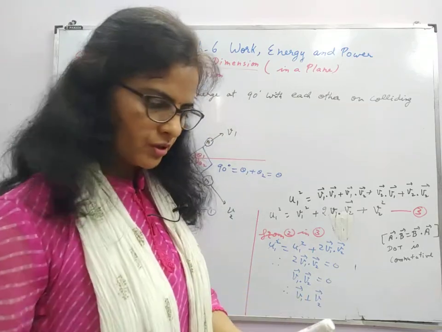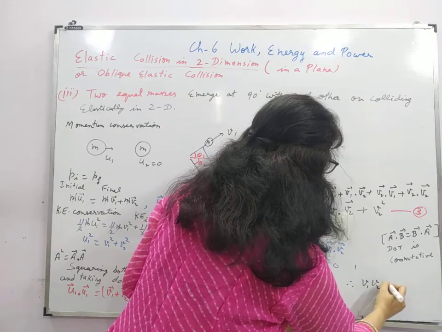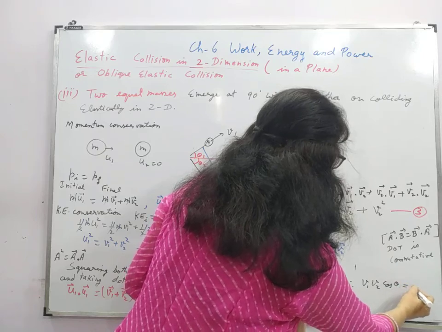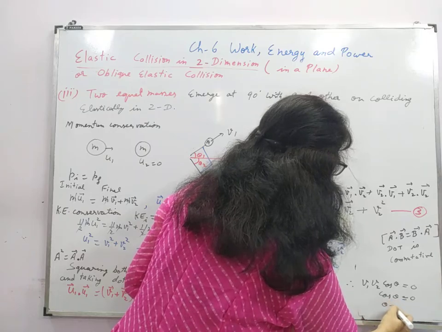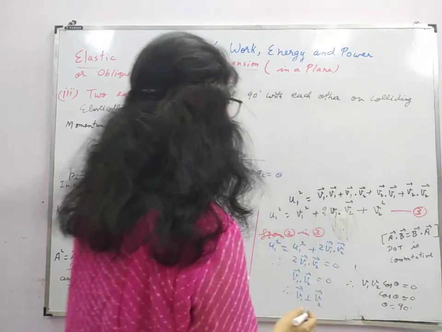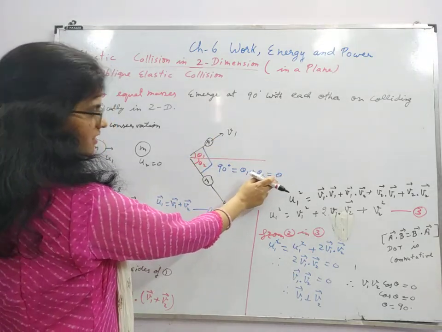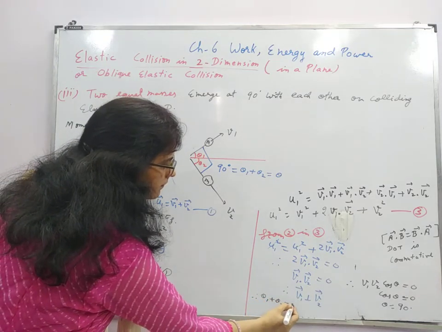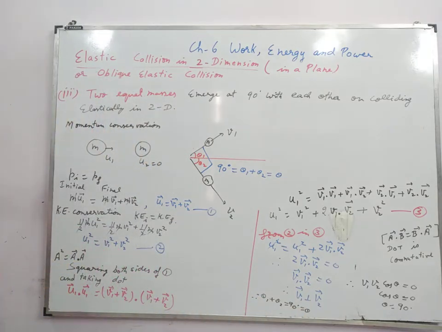Why? Because this can be written as v1 v2 cos theta is 0. So cos theta is 0. That means theta is 90 degrees. So you can say the angle between v1 and v2 is theta. That means this theta is 90 degrees. That means theta 1 plus theta 2 is 90 degrees. So this was a very important derivation for the third case.